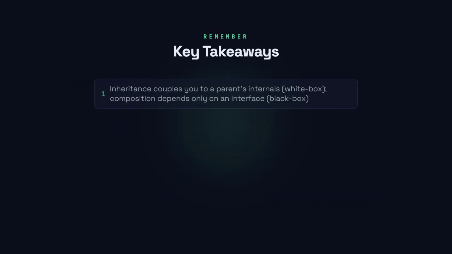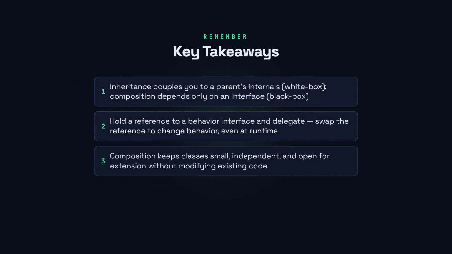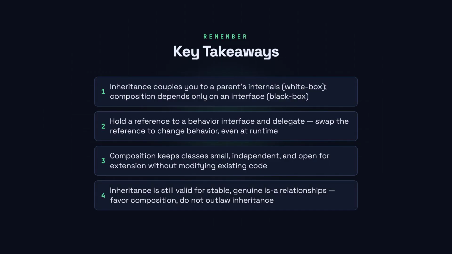Let us recap. Inheritance is white box reuse. Your subclass is tightly coupled to a parent it can see inside, making the hierarchy fragile. Composition is black box reuse. Your class holds a reference to an interface type and delegates to it, staying completely decoupled from the implementation details. That decoupling is what enables runtime flexibility and clean extension. And remember, this is a guideline, not a law. When a relationship really is a stable relationship, inheritance is still the right choice.